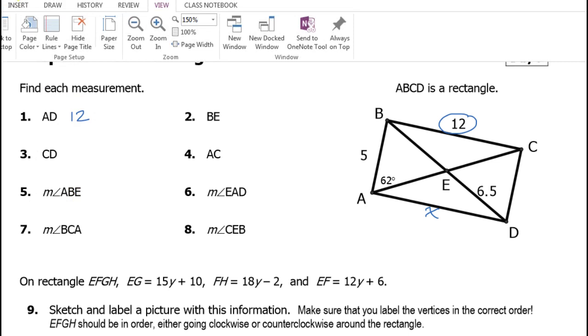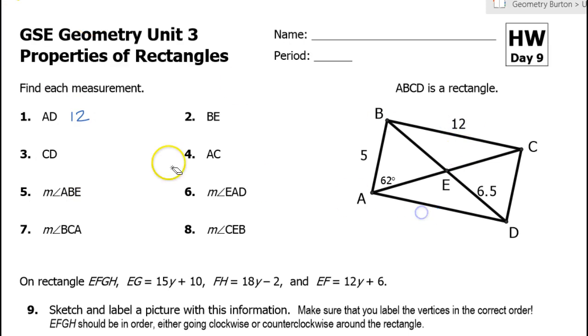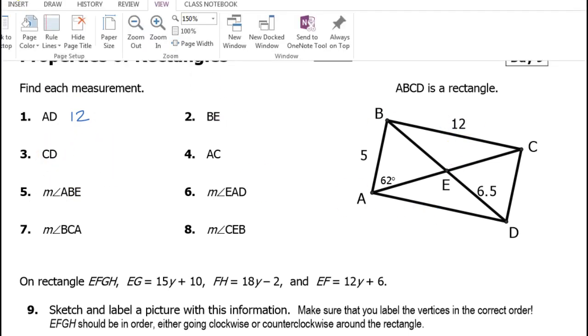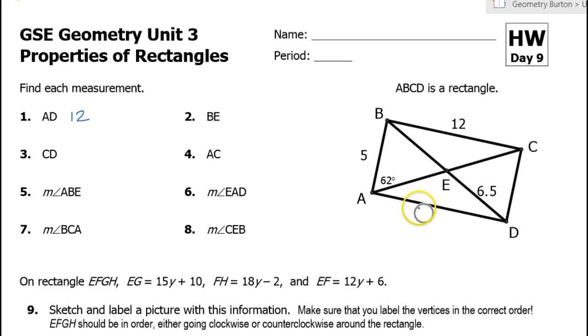What about CD? CD, same thing. Since AB is 5, then CD is also 5. Opposite sides are congruent.